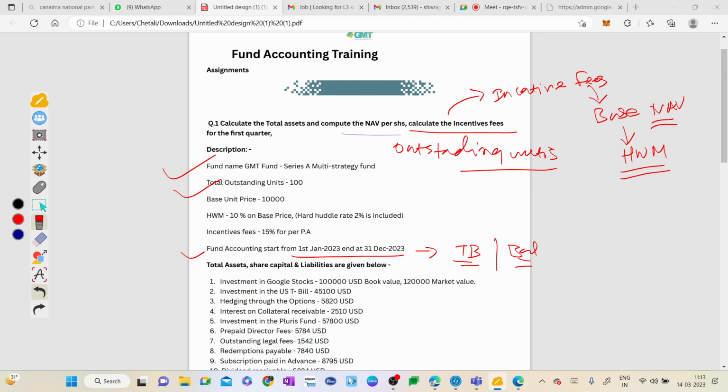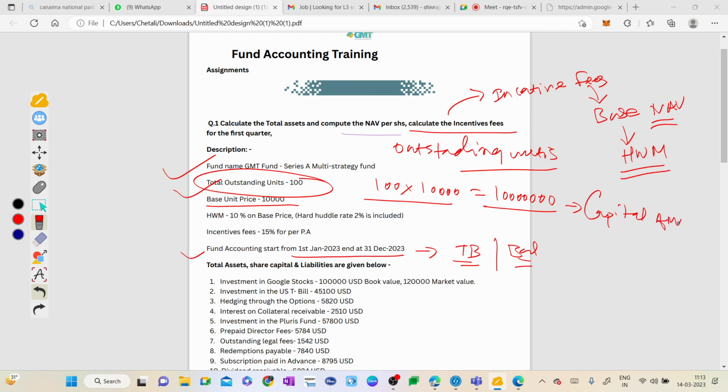Then the outstanding units are given as 100, and the base unit price is also given, which is 10,000. So it means 1, 2, 3, 4, 5, 6. This amount would be your capital amount, right? This one would be your capital amount.